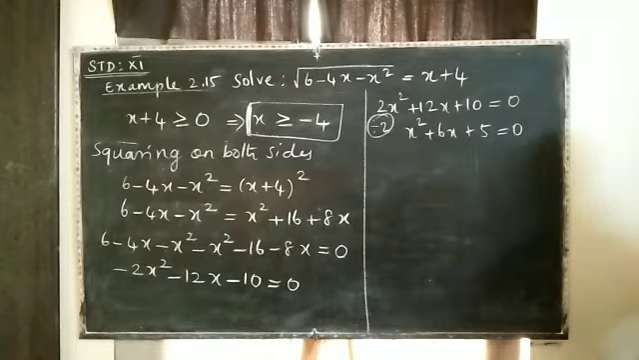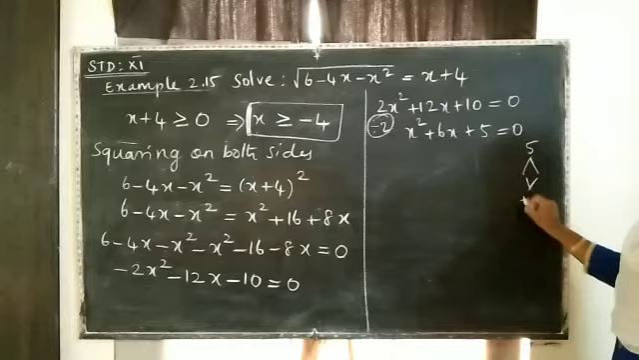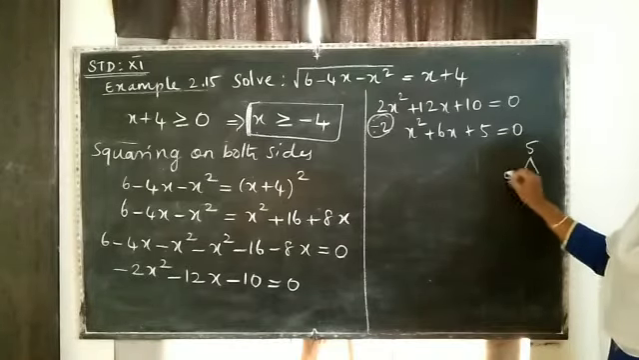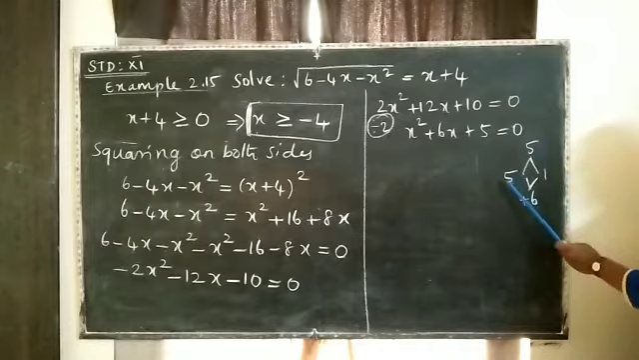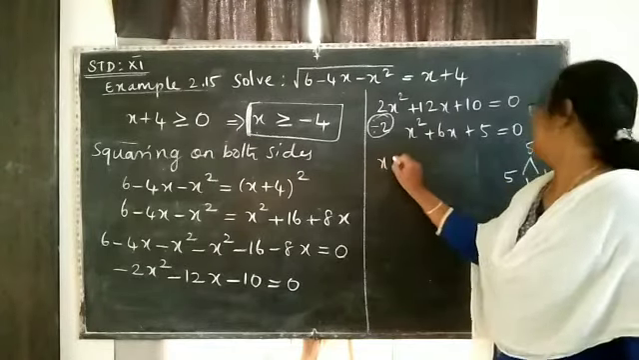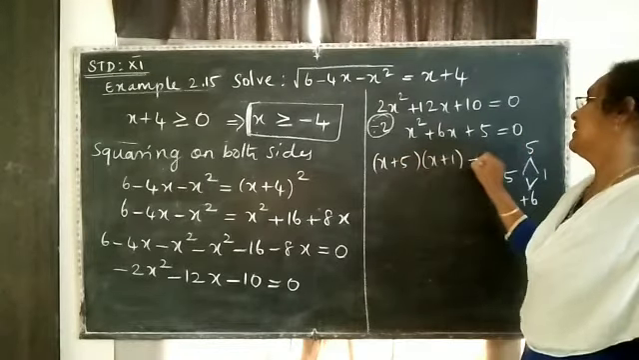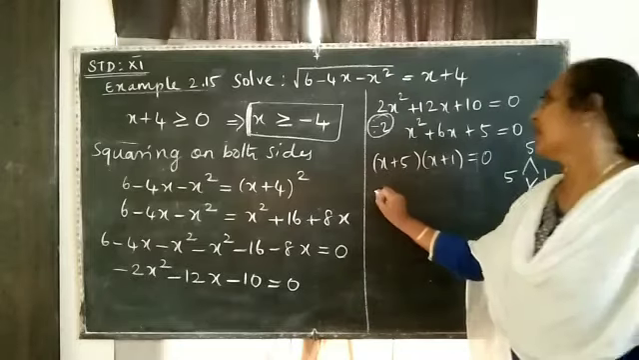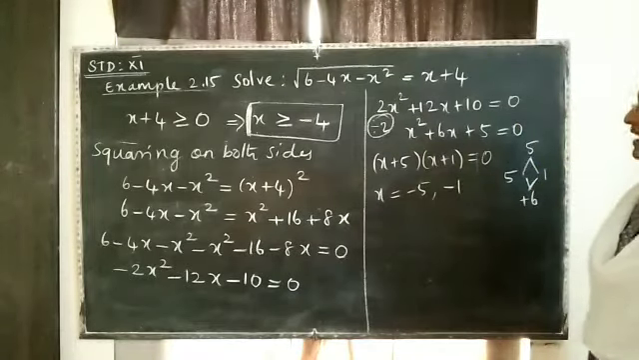Now I am going to factorize this equation. I am going to split 5 into two numbers. So what are the numbers? 5 and 1. If I multiply 5 and 1, I will get 5. If I add 5 plus 1, I will get plus 6. Okay. Now the factors are (x plus 5) and (x plus 1) equal to 0. So now what are the values? x takes the values minus 5 and minus 1.